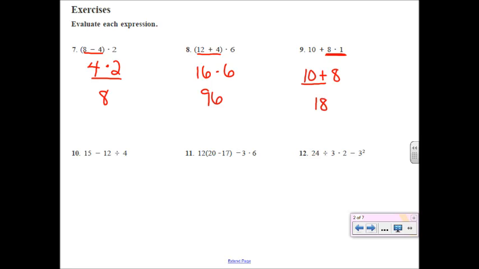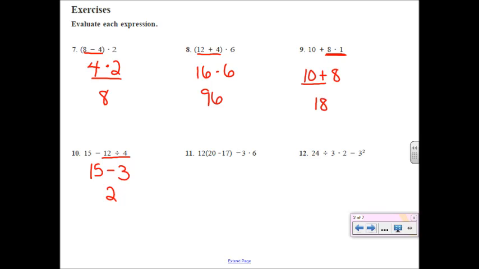Number 10, again, I don't have parentheses or exponents, so I move on to the multiplication division step, which gives me the 12 divided by 4, and that gives me 3. And then I move on to addition subtraction, so 15 minus 3 is 12.